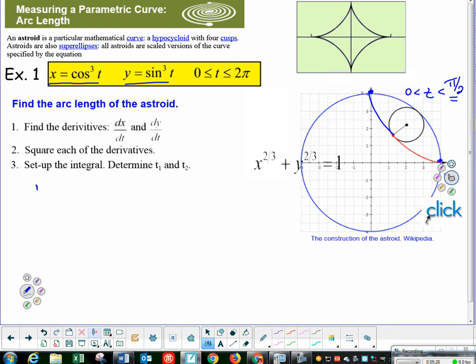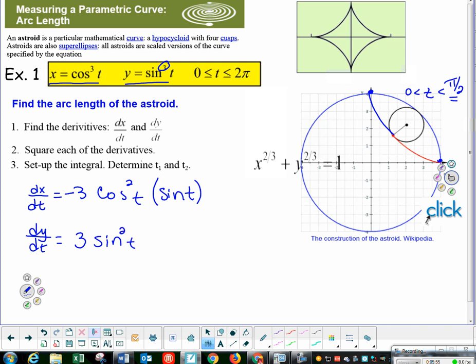Let's see. dx/dt would be equal to 3 cosine squared t, chain rule, times negative sine of t, and dy/dt is going to be equal to, let's work with the outer function, we got some chain rule, 3 sine squared t times the cosine of t. So we know our dy/dt and our dx/dt.